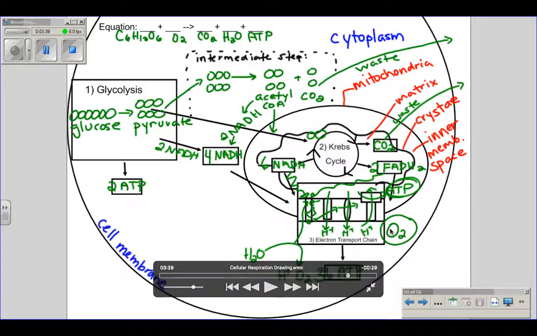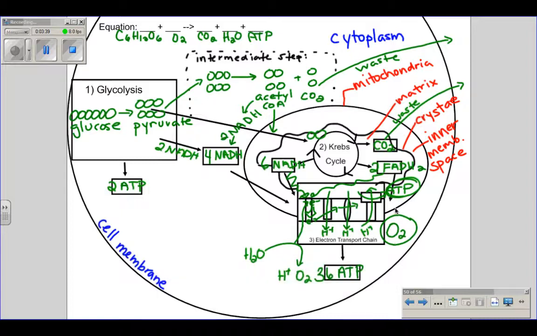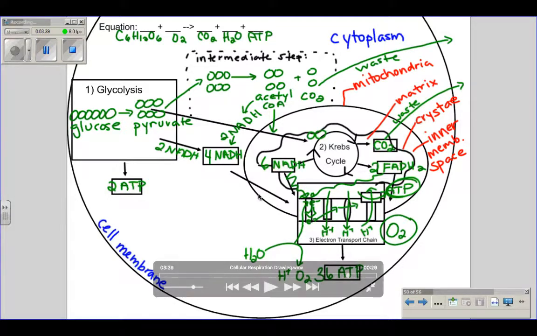So what's going to happen is we have this oxygen that's just hanging out, waiting for the electrons to come. It's called the electron acceptor, sorry. So electrons and hydrogen ions and oxygen are going to be combined to create more water at the very end. So that's what I'm showing here.